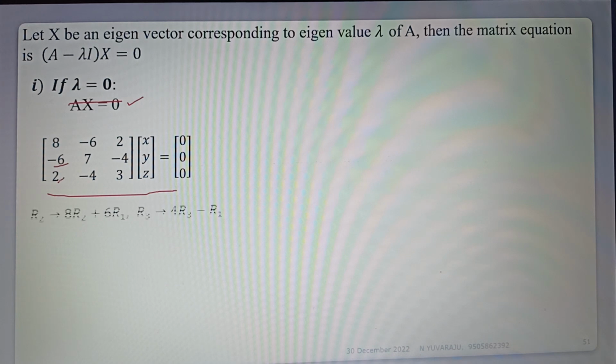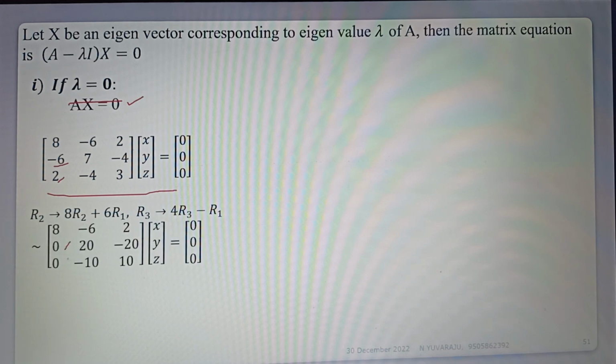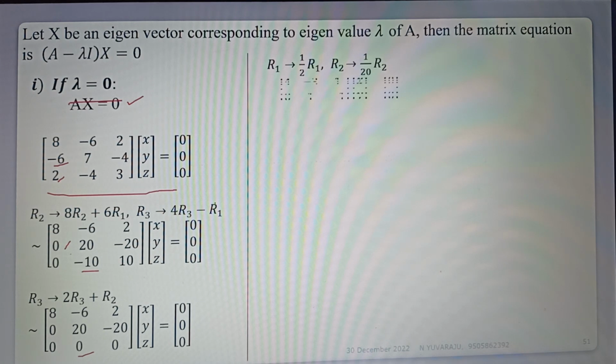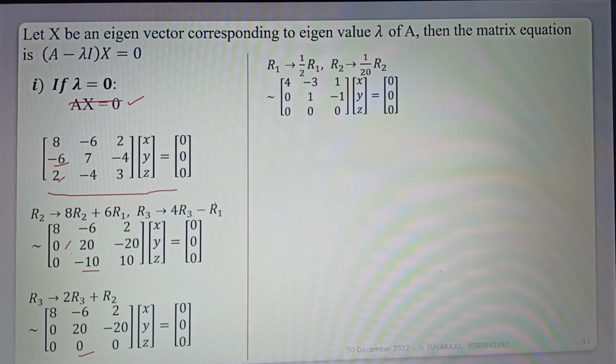Same procedure, converting to row echelon form. So R2 goes to 8R2 plus 6R1, R3 goes to 4R3 minus R1. So that is equal to 0, 0. Next, for this element to become 0, using R2, R3 goes to 2R3 plus 2R2, that is equal to 0. Then dividing R1 by 2 and R2 by 20 for simplification. So that is the row echelon form.